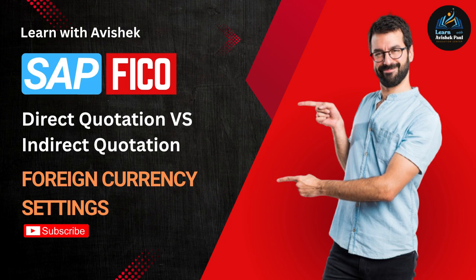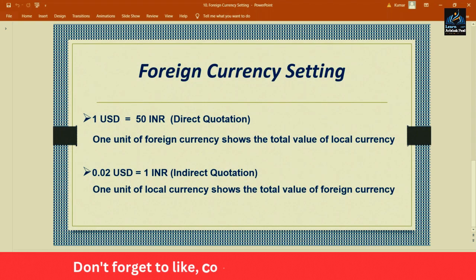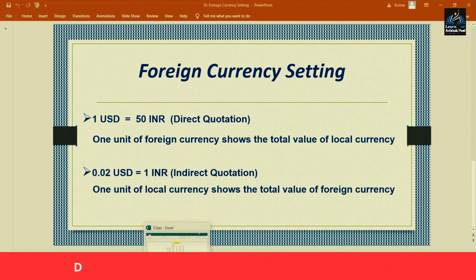Now, if you talk about the definitions, I'll just show you here in my PPT. Direct quotation: one unit of foreign currency shows the total value of local currency. And indirect quotation means one unit of local currency shows the total value of foreign currency. I'll explain this logic. Let's suppose I told you 1 USD equals 50 Indian currency. So how are the rates going to be specified in SAP?